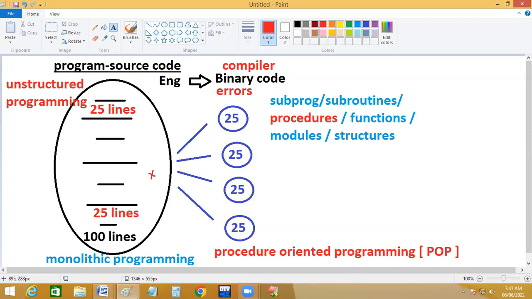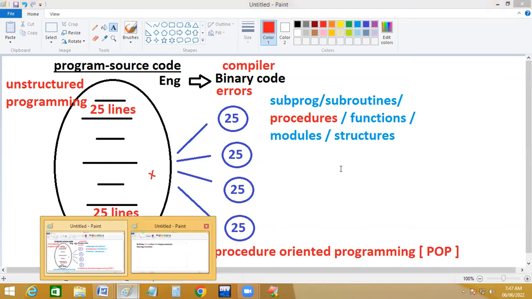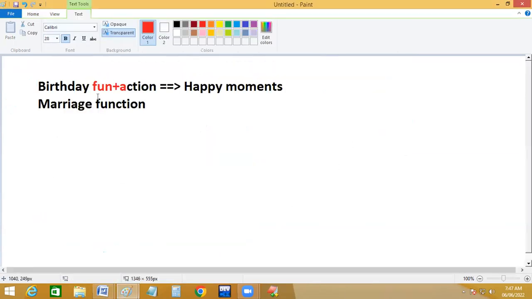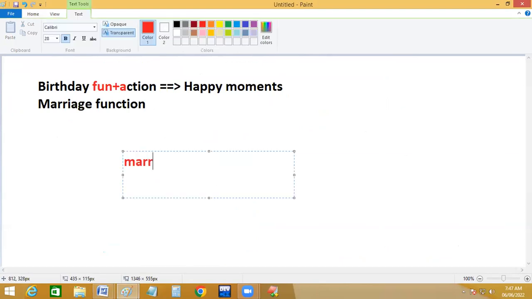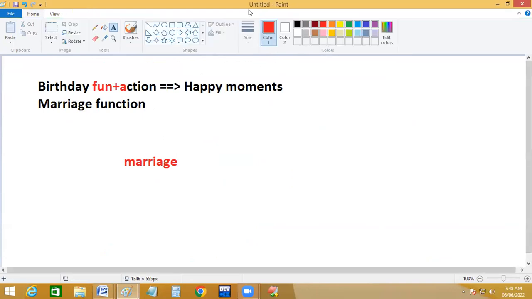At least confirm me, marriage is a big topic or small topic? Very big. One person cannot complete the entire marriage. One person is not able to do the entire marriage. That's why we are dividing the marriage into small pieces. And now, one person is looking after which part?